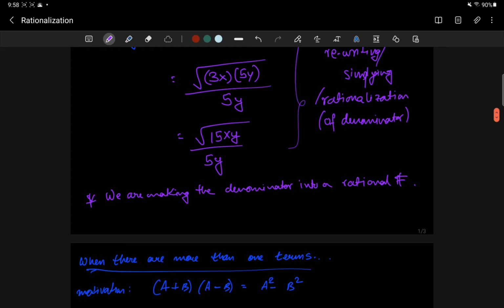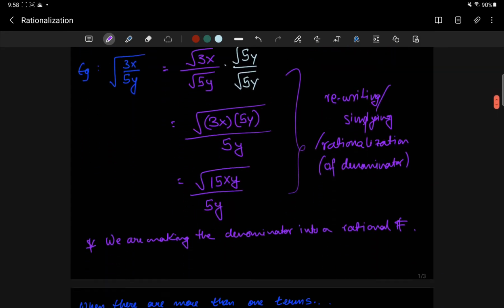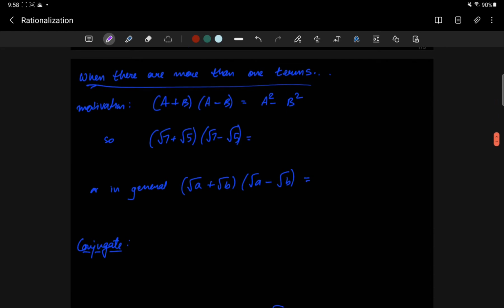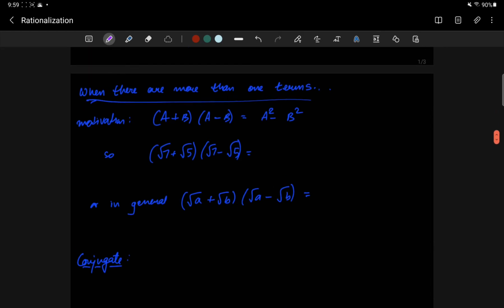Okay, and next moving on to the next level, what happens when there are more than one term? So when there is more than one term, we take motivation from an identity that we have learned before, which is difference of squares. So what is the motivation? The motivation is, if I have the sum of two things multiplied by the difference of those two things, then they equal a squared minus b squared. How do we use this motivation?